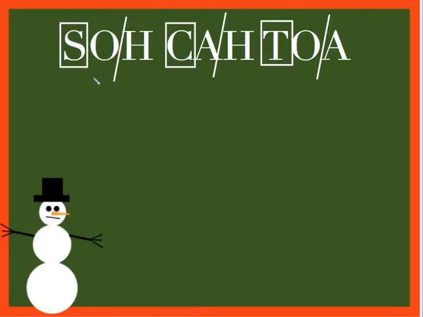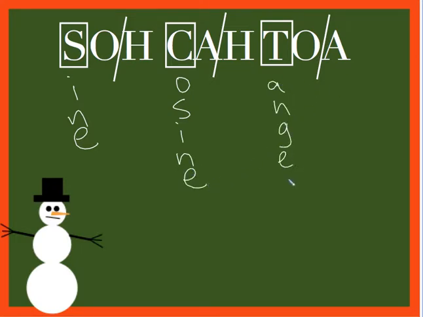So this is how you remember that. We use SOHCAHTOA a lot, and what that means is, well, this is sine, this is cosine, and this is tangent. And sine is opposite over hypotenuse, cosine is adjacent over hypotenuse, and tangent is opposite over adjacent. Oh, I forgot my T. There we go.